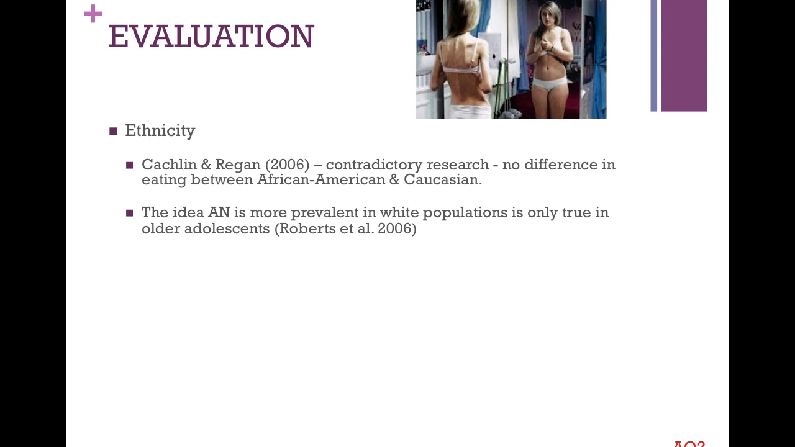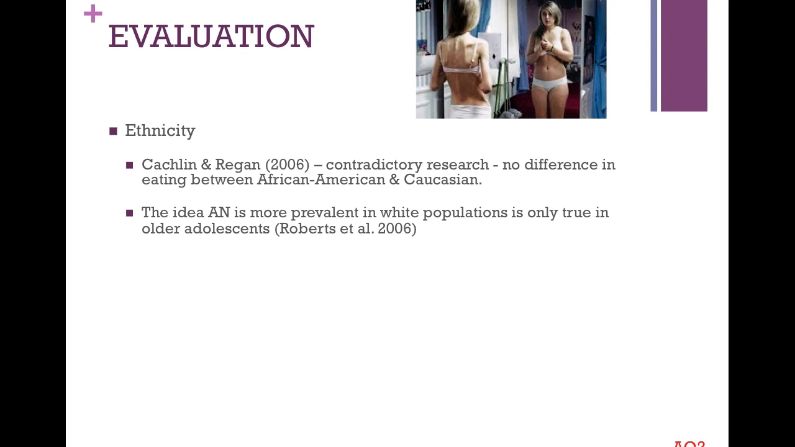Next, we looked at ethnicity, and this was the idea that anorexia nervosa was a white, not only Western, as we looked at culture, but a white Caucasian issue. So obviously, ways to test that was to test Caucasian samples against samples of other ethnicities. The research we saw previously said there was a difference, but actually there can be found contradictory research, such as Katzman and Lee. There has been research that has found there's no difference in the prevalence of anorexia in African American samples and Caucasian samples.